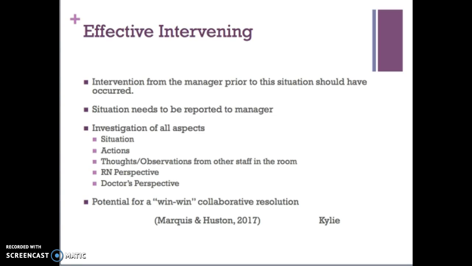Since this doctor is known to have a short temper with our nursing staff, an intervention from our manager should have been utilized before this incident. Now that the incident has already occurred, I should report the situation to the manager and action should be taken against the doctor accordingly. Before action is taken against the doctor, all aspects of the situation should be investigated. This includes the thoughts and observations from the other staff in the room, and the doctor's perspective of the situation. This allows everyone to collaborate and share their insight.